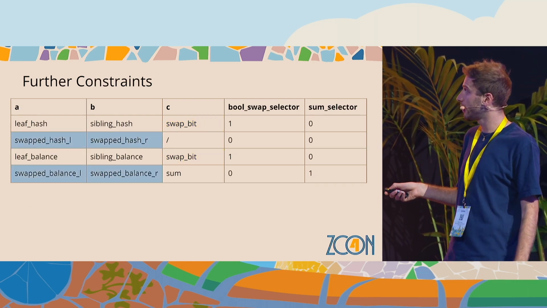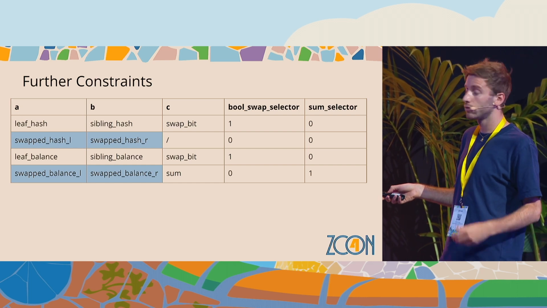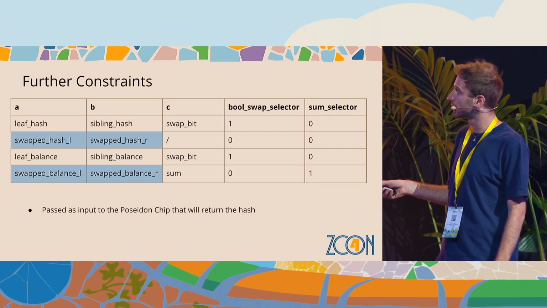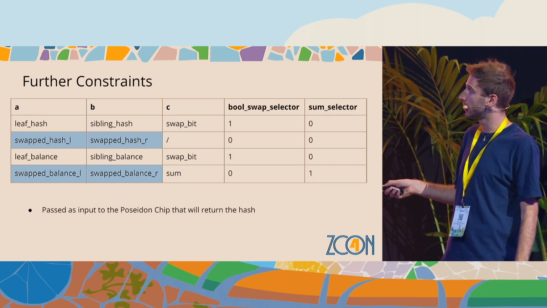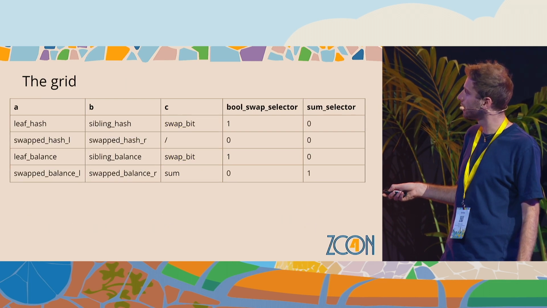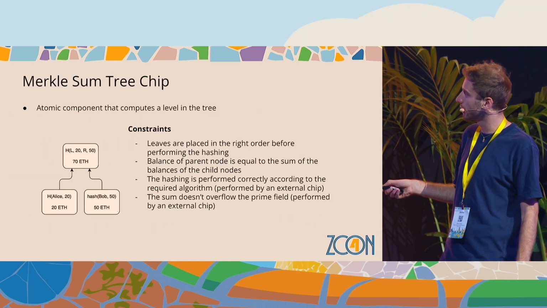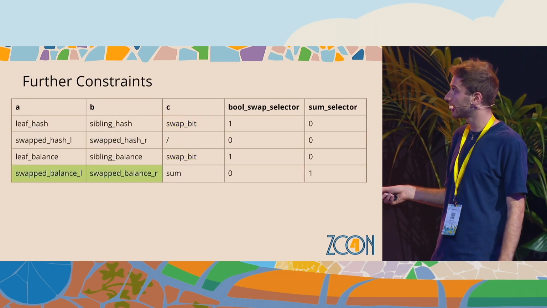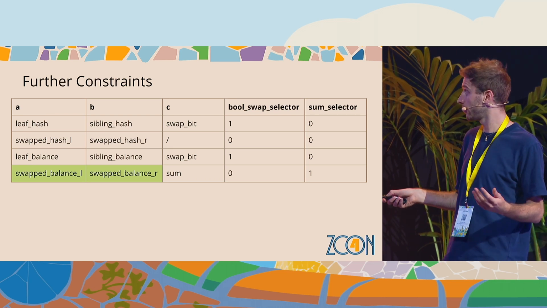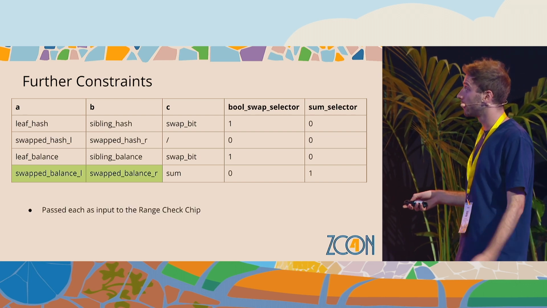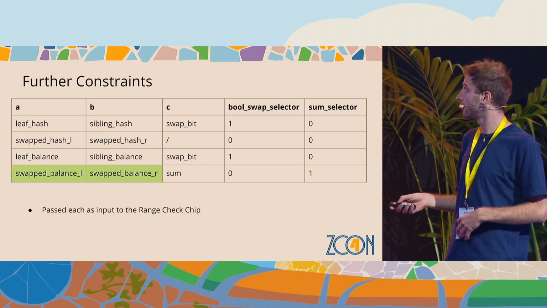Another constraint is that we need to pass these values to the hasher, to the Poseidon hasher. In particular, the order of passing will be swap dash left, swap balance left, swap dash right, and swap balance right. As you remember before, this is the order of the hashing, and we need to pass these values to the hasher in the correct order. And the last thing, as we mentioned before, is the overflow. So we need to check that this swap balance left and swap balance right do not overflow. So we'll pass this to the range check chip.